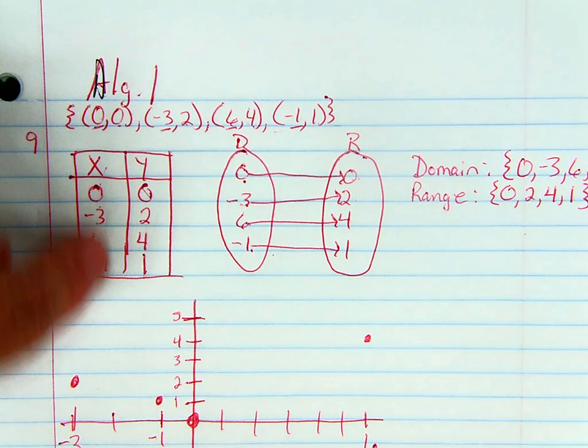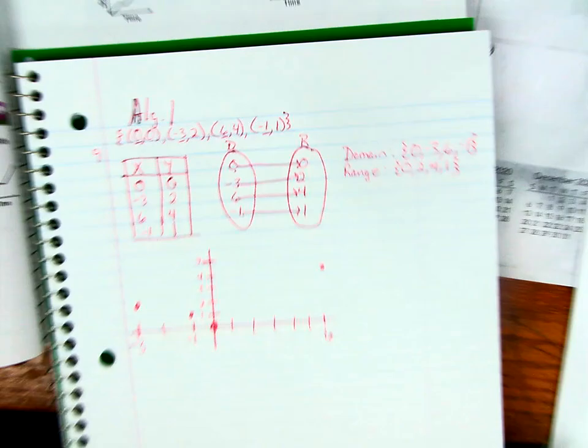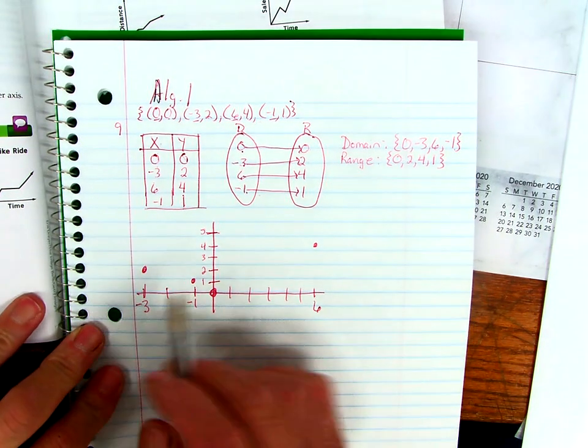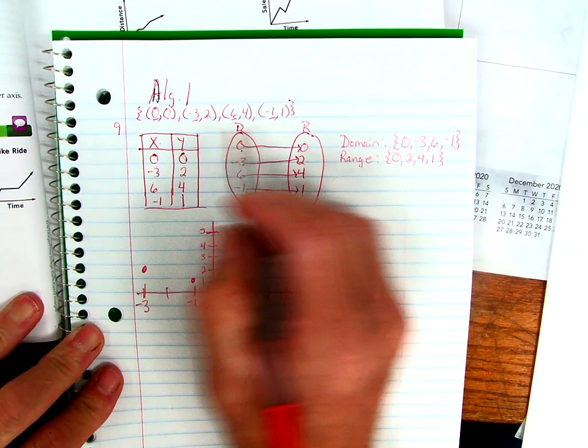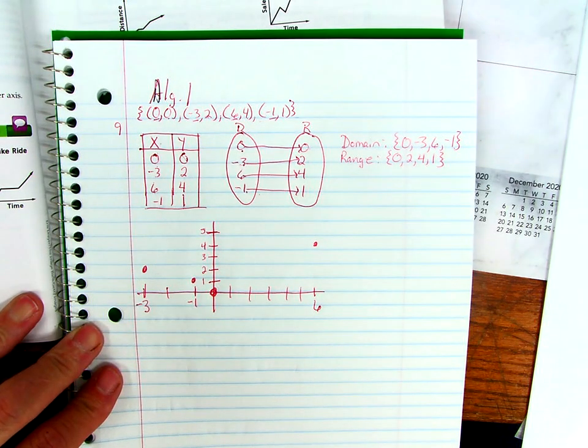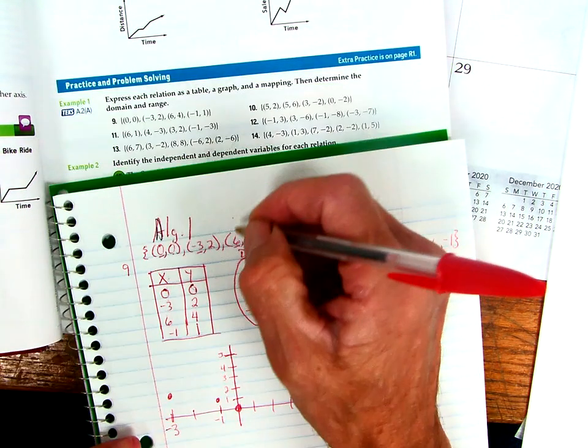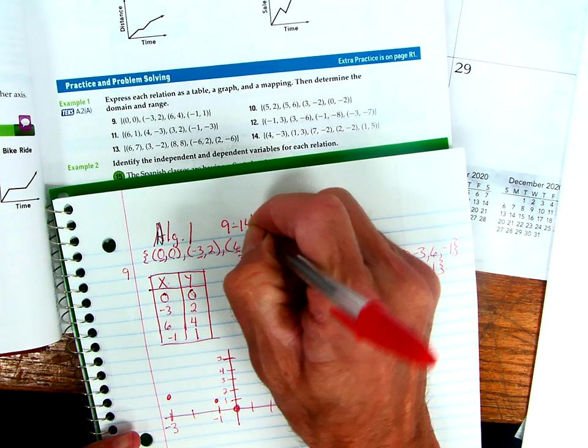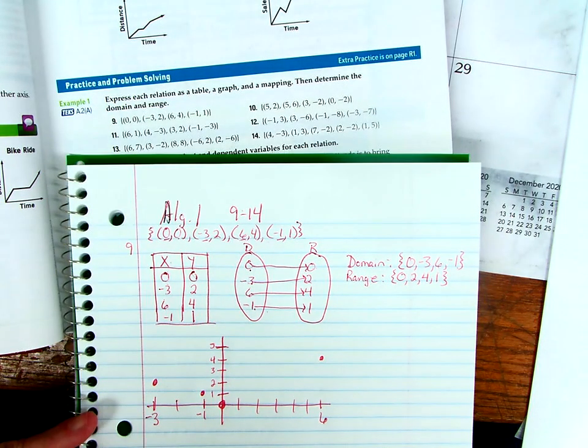Okay, so this is number 9 in the book. This is the whole work for number 9. What I need you to do is I need you to do 9 through 14.